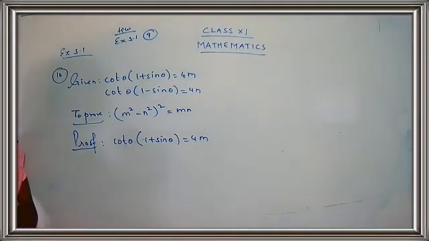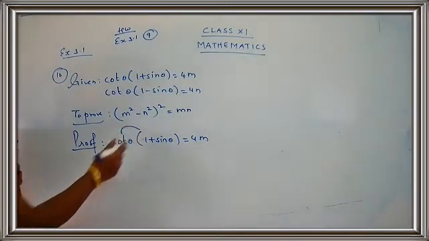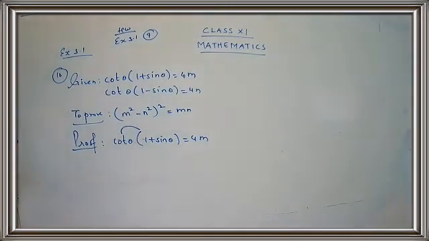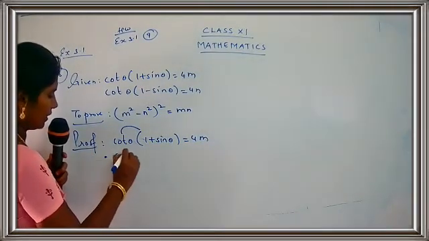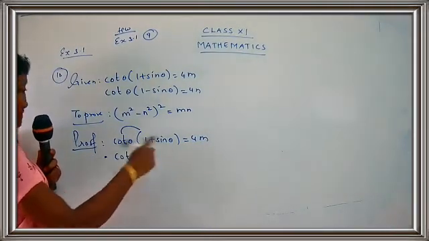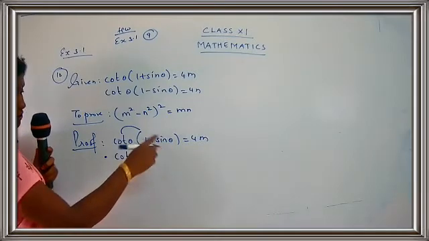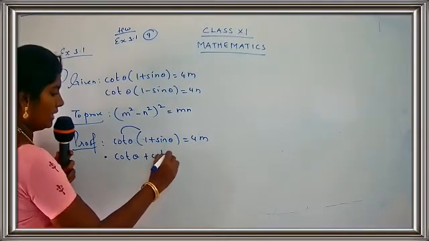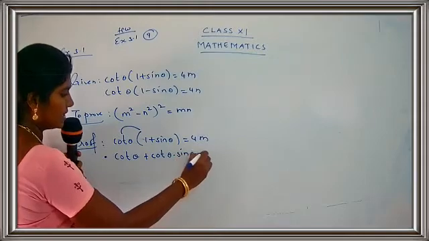Now what I'm going to do is open the brackets. So what do you get when you open the bracket? This is cot theta into 1, so cot theta into 1 is cot theta. Let's open the next one. You have to multiply cot theta to sine theta also. So you get plus cot theta into sine theta is equal to 4m.